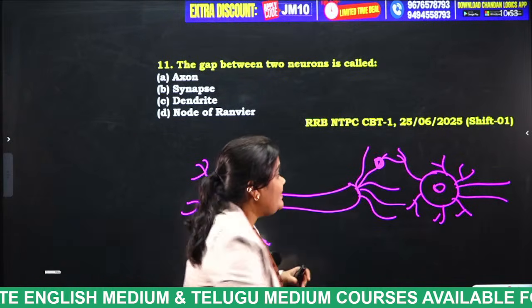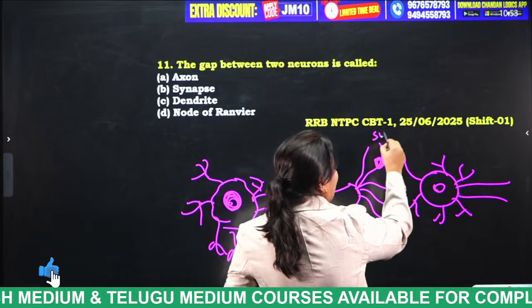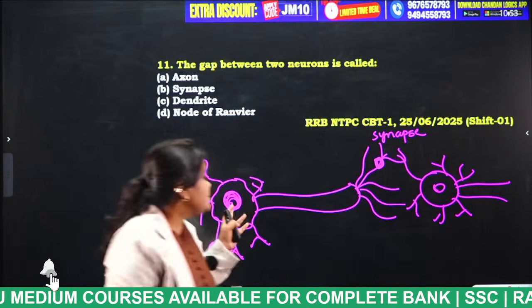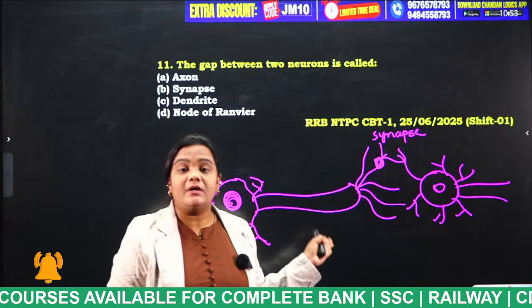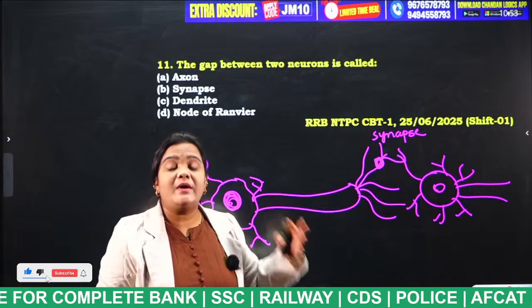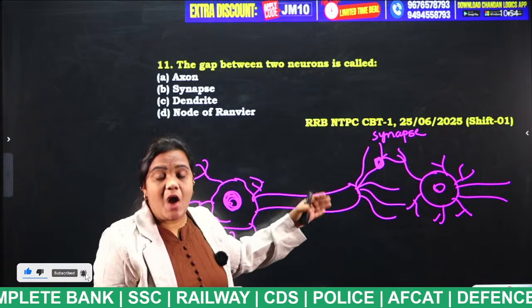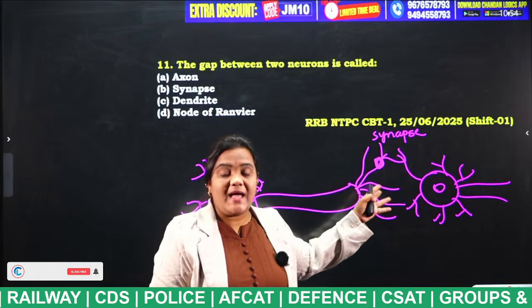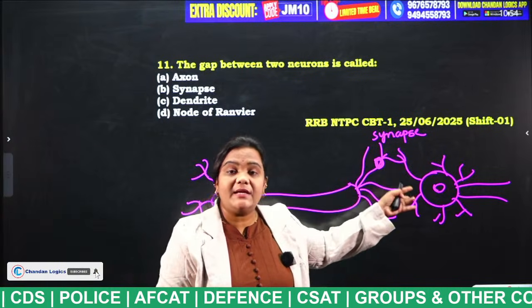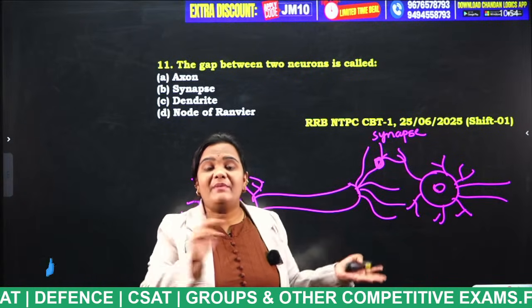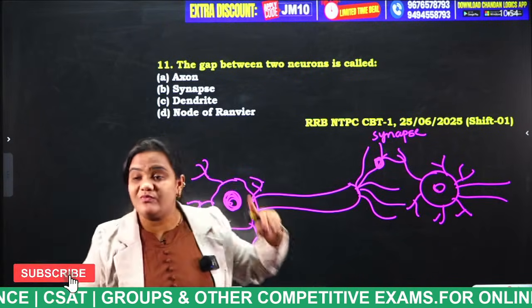So the gap between them is known as what, students? Synapse. Very important. Okay, this neuron is transmitting some signals to the neighboring neuron. How? Through a gap which is known as synapse. The axon terminals are going to be connected to the dendrites of the next neuron, and the gap between them is known as what, student? Synapse. Very, very important.